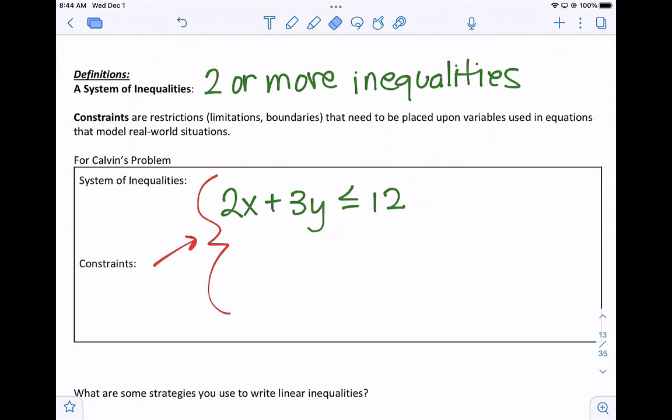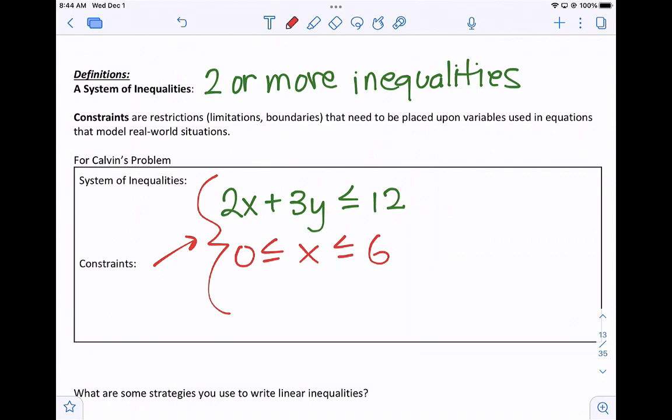So really we could do something like this, where x has to be between 0 and how many would make that less than or equal to 12? That would be 6 shots, right? 2 times 6 is 12. So a constraint right here would be the number of 2-point shots has to be between 0 and 6.